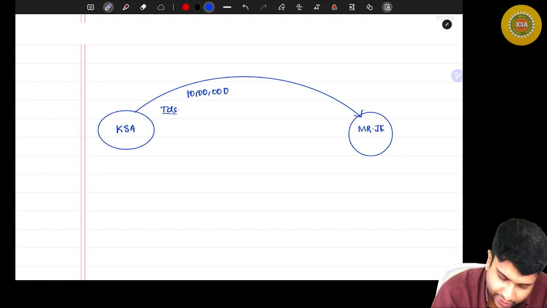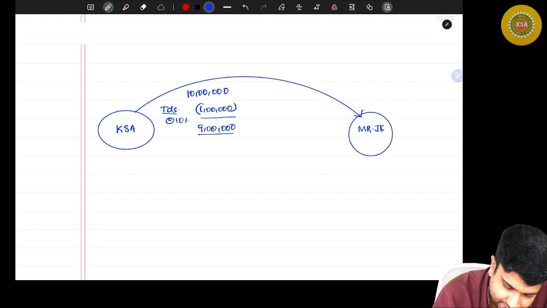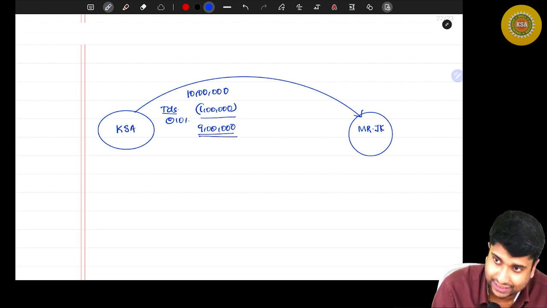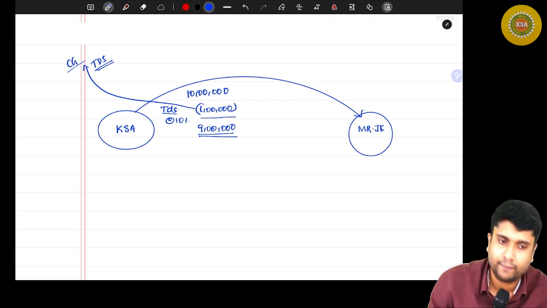KS Academy has to deduct TDS. Say the rate of TDS is 10%. How much will be the TDS then? 1 lakh rupees. Are you all with me? Mr. JK will only get 9 lakh rupees in his hands. And this 1 lakh rupee will be paid by KS Academy to the credit of the central government as TDS.